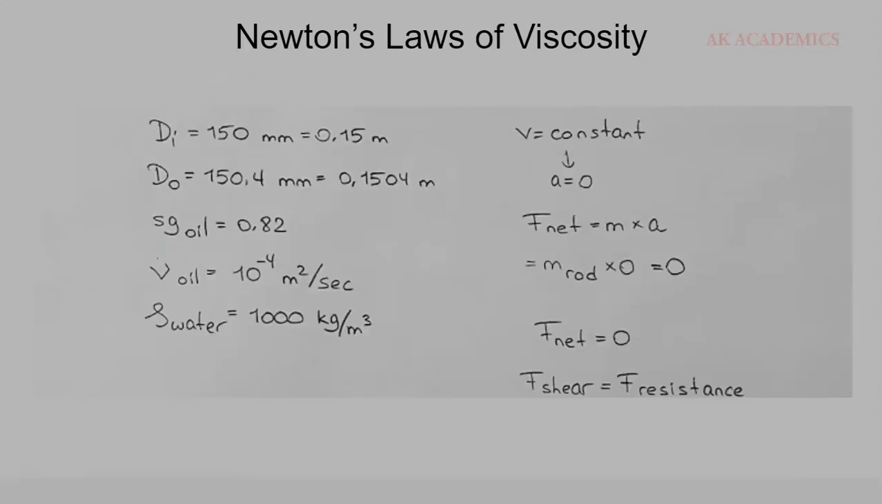All right, let's begin. From the question, what you will find out is that we have our Di, 150 millimeters, that gives us 0.15 meters. D outer, D naught, is equal to 150.4 millimeters, that gives us 0.1504 meters. Specific gravity of oil is 0. Kinematic viscosity of oil is 10 raised to the power minus 4 meters squared per second. And then mass density of water is equal to 1000 kilograms per cubic meter.